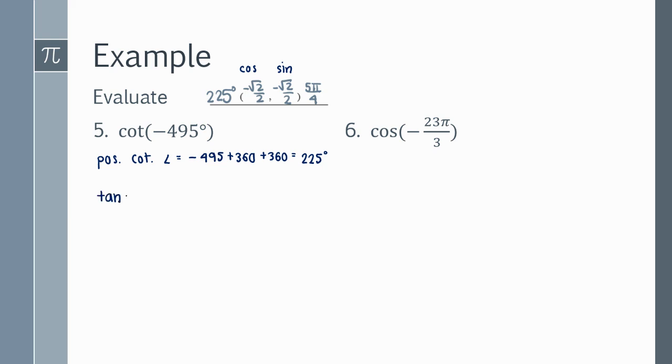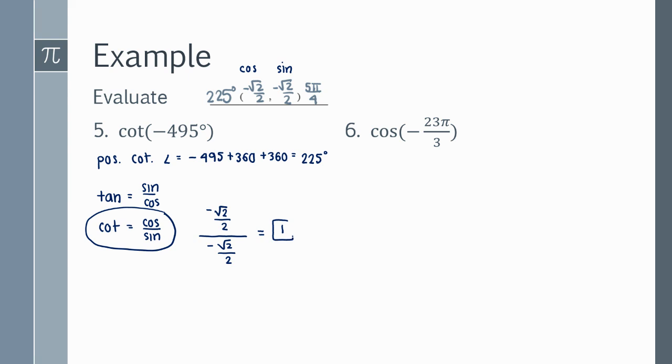Remember, the tangent, it's sine divided by cosine. But here's the thing. I don't want tangent. I want cotangent. Well, cotangent is the reciprocal of tangent. So if tangent is sine over cosine, that means cosine over sine. This is what we want to focus on. So I already have the fact that my cosine is negative root 2 over 2, and my sine is another negative root 2 over 2. Negative divided by a negative is a positive, and when I divide the exact same thing, it's going to give me positive 1.